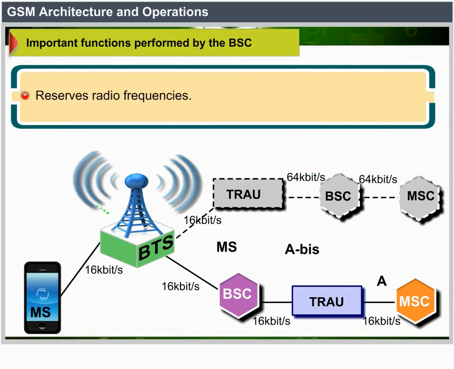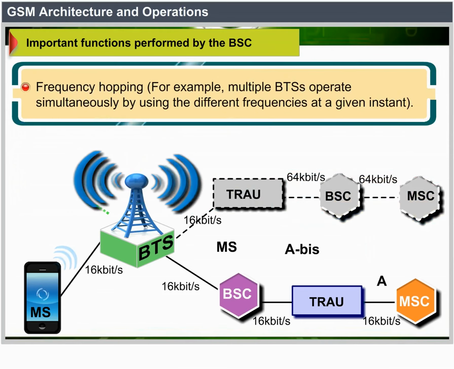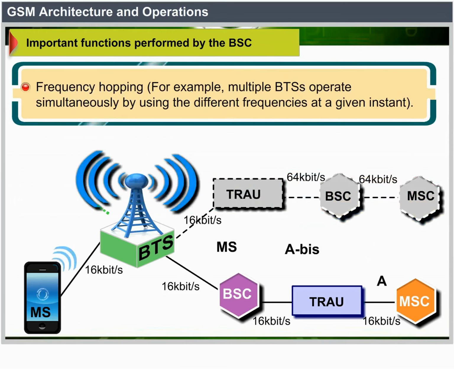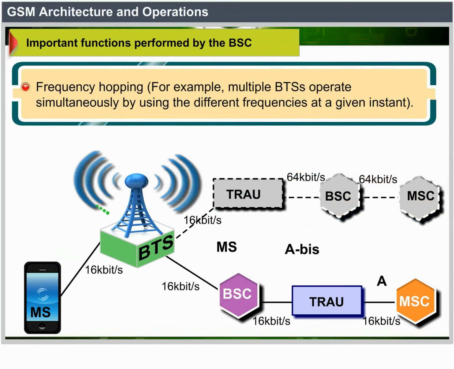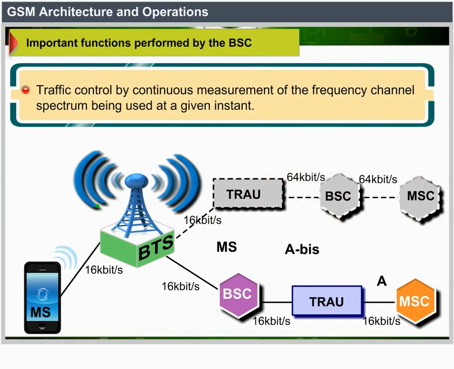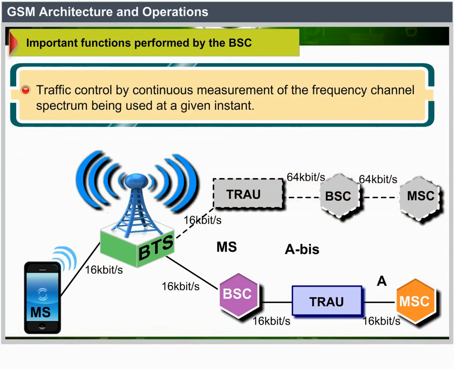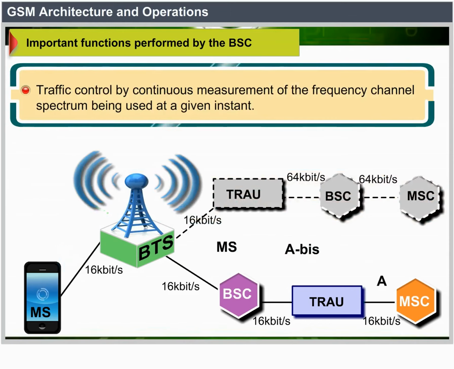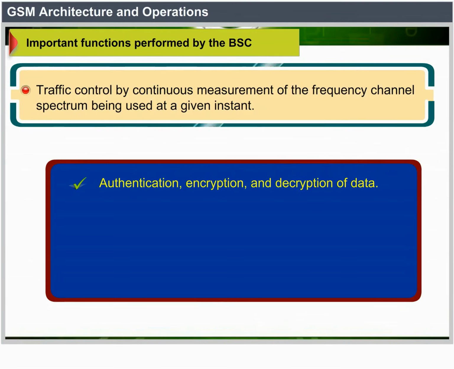Reserving radio frequencies. Frequency hopping. For example, multiple BTSs operate simultaneously by using different frequencies at a given instant. Traffic control by continuous measurement of the frequency channel spectrum being used at a given instant. Authentication, encryption and decryption of data. Updating location registry for the MSs.